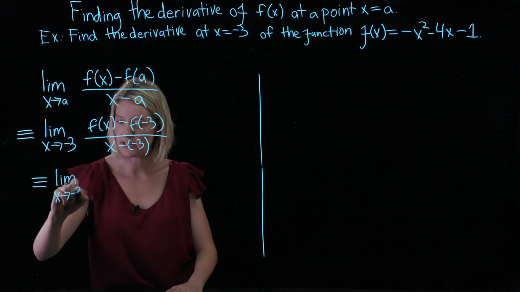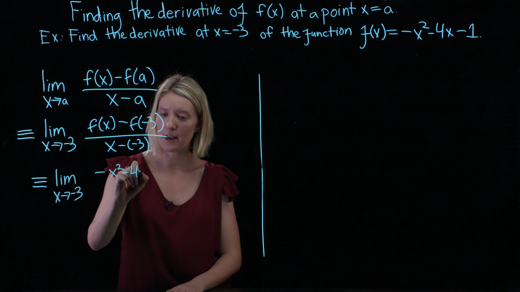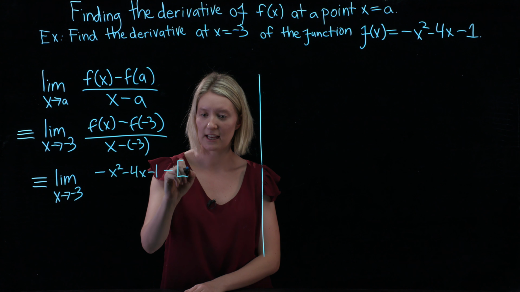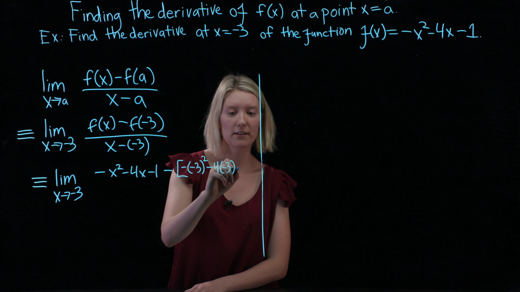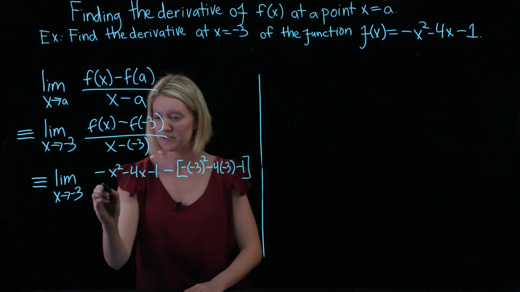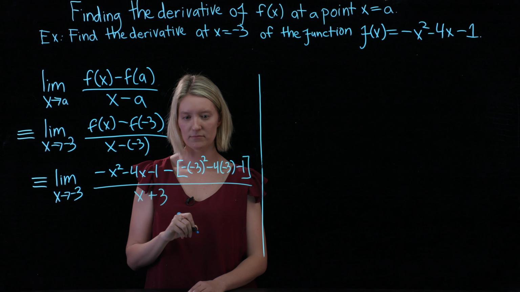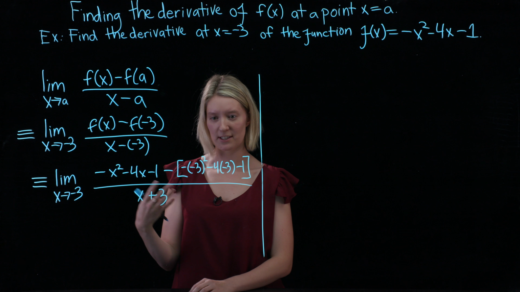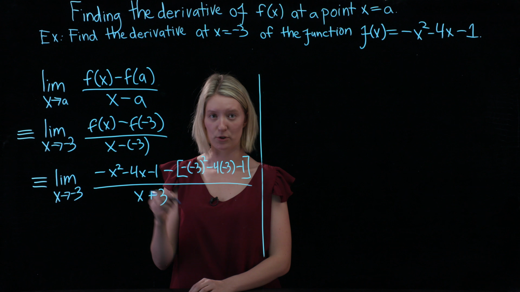So I have the limit as x approaches -3 of my function, which is negative x squared minus 4x minus 1, and then subtract f of -3, which means I'm plugging -3 into my function and evaluating it that way. So I have minus 4 times -3 minus 1. And this entire quantity is over x plus 3. So again, notice that if I plug -3 straight into this limit, I would get something that's undefined. So that means I have to either simplify this or create an equivalent expression until I can use direct substitution to plug this in.